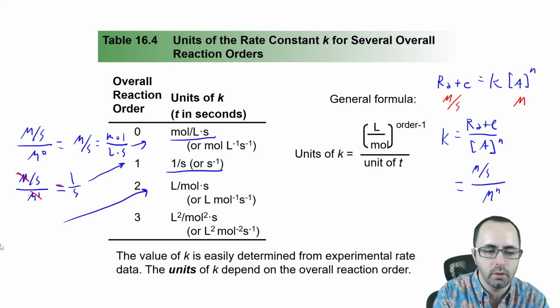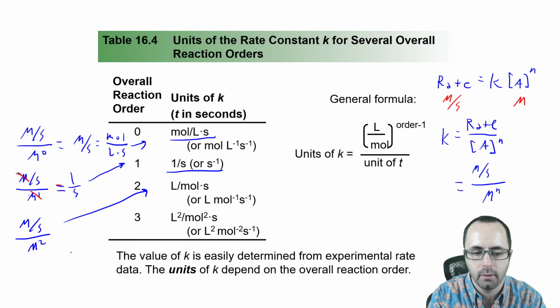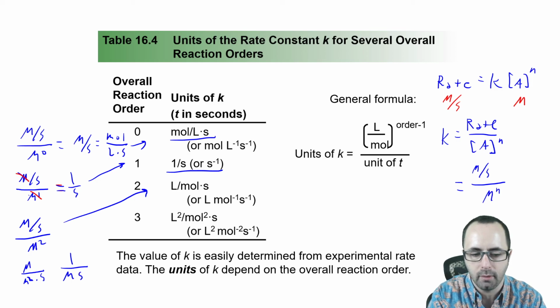What about for second order? For second order, again, your rate on the top is going to be molarities per second, but now your concentration is going to be molarities squared because it's the second power. We can separate these out to show it more clearly. You'll have molarity over molarity squared, also over seconds. One of these will cancel, so you'll end up with 1 over molarity seconds. Or another way to say this would be molarities to the -1 power, seconds to the -1 power.